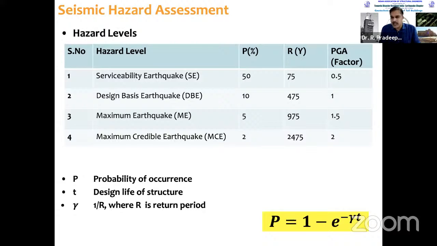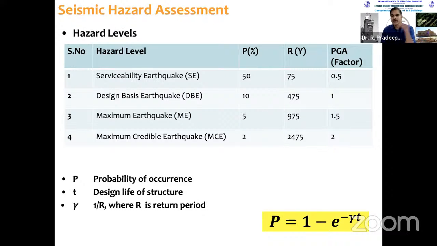Serviceability earthquake means 50% probability of occurrence and a recurrence interval of 75 years. Design basis earthquake, which is what we use in our code, is 10% probability of occurrence in 50 years, meaning a return period of 475 years. Then for important structures, we go for 5% probability and furthermore 2% probability.